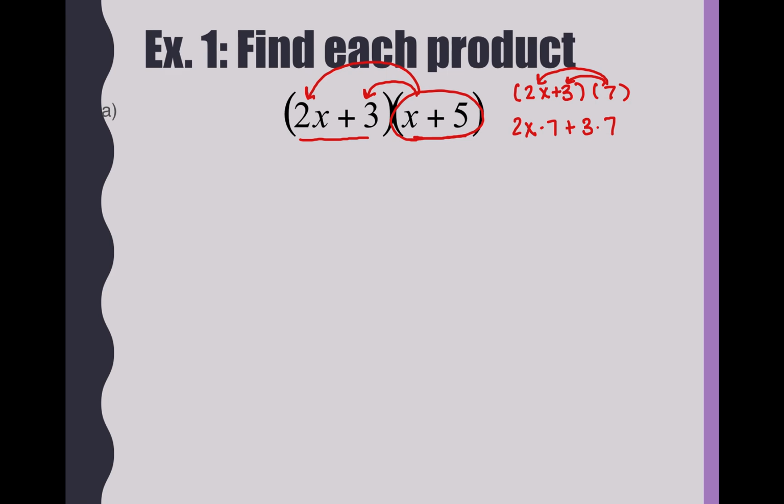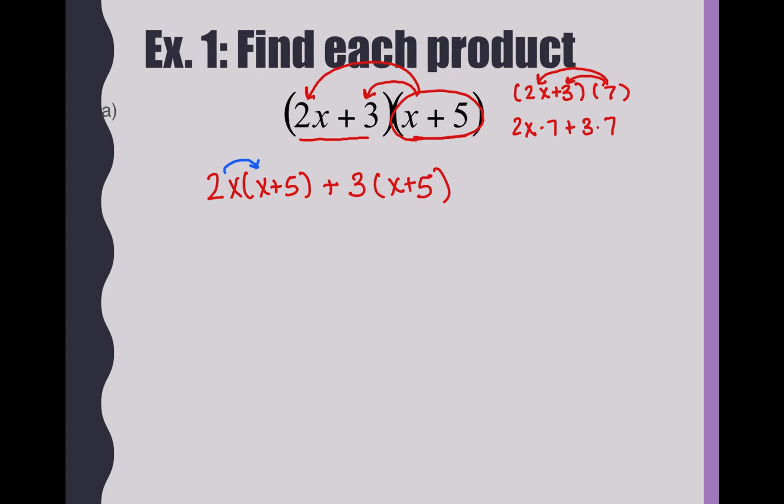So I'm going to distribute x plus 5, that whole polynomial, to 2x, giving me 2x times x plus 5. Plus, I'm distributing that x plus 5 to 3, so I have plus 3 times x plus 5. Then again, this is stuff you know already. Then you just get to use the distributive property some more.